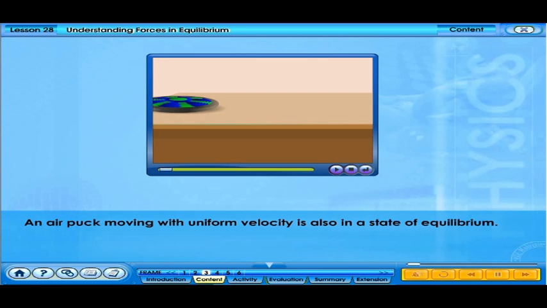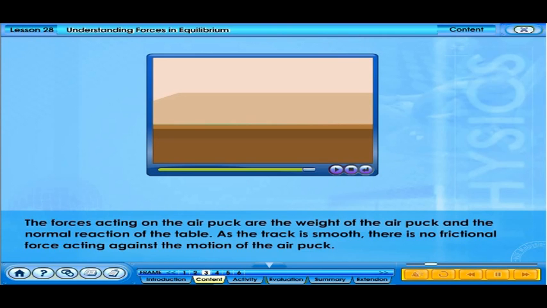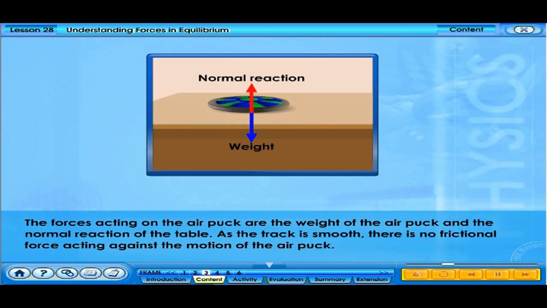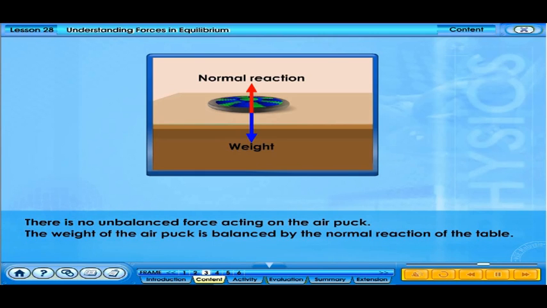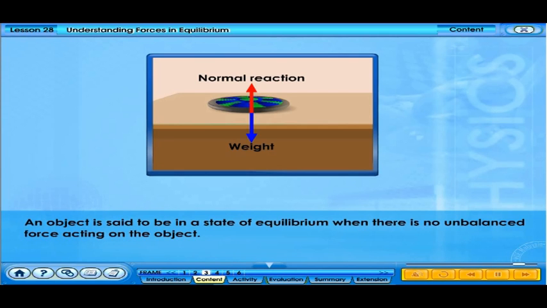An air puck moving with uniform velocity is also in a state of equilibrium. The forces acting on the air puck are the weight of the air puck and the normal reaction of the table. As the track is smooth, there is no frictional force acting against the motion of the air puck. There is no unbalanced force acting on the air puck. The weight of the air puck is balanced by the normal reaction of the table. An object is said to be in a state of equilibrium when there is no unbalanced force acting on the object.